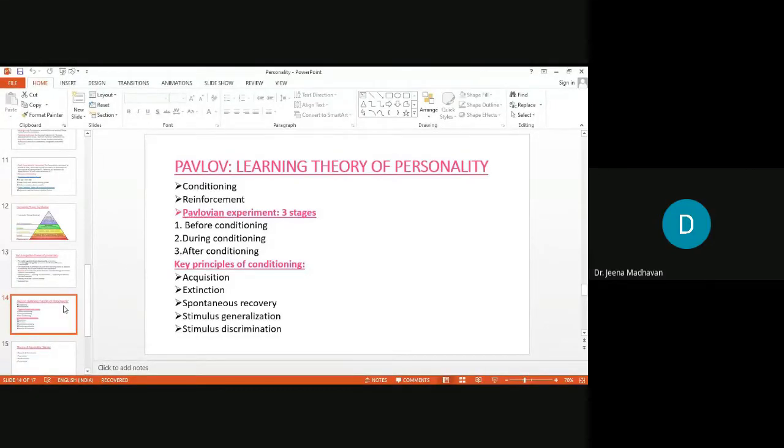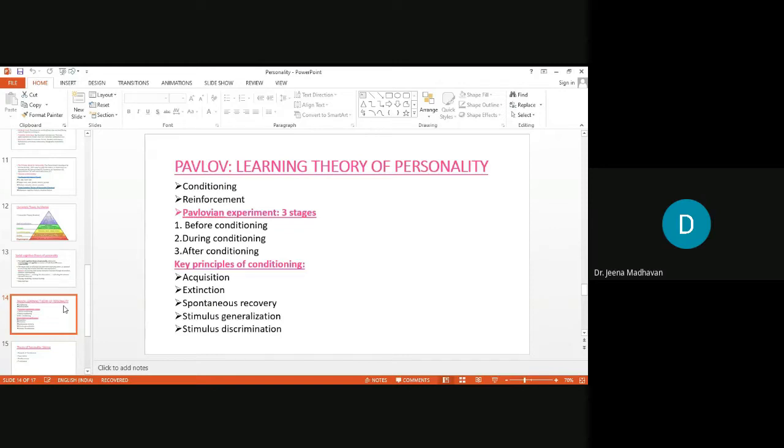Okay, so in the last class, we were dealing with the various theories of learning as well as learning theory of personality. We know what is learning. Do you remember the definition which I gave to you? Learning is a continuous process in our life, and the definition states that learning is a relatively permanent change in behavior that occurs as a result of experience.